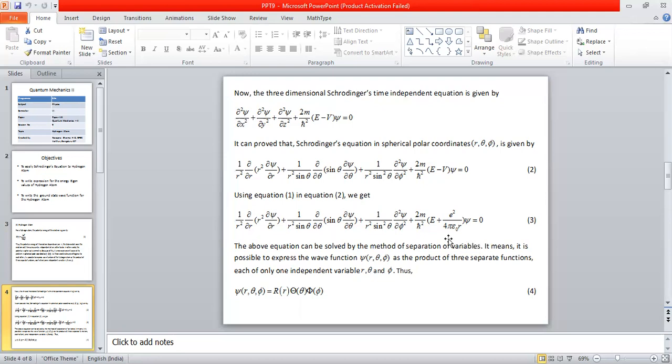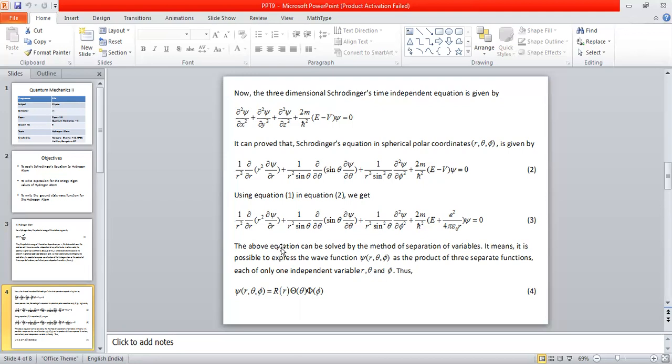Once we are able to solve this equation, we are going to get the eigenfunctions of the hydrogen atom as well as the energy eigenvalues of the hydrogen atom. That is the next thing we need to do. The solution of this equation can be done by the method of separation of variables. Separation of variables is a method that we have used in the case of a particle in a 3-dimensional box. The same method we are following here also.